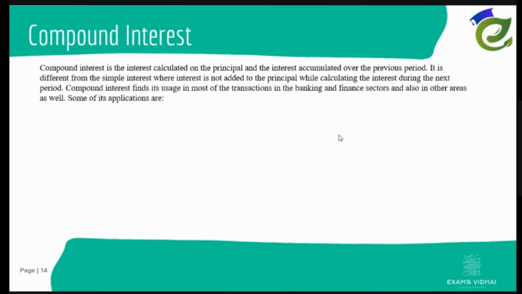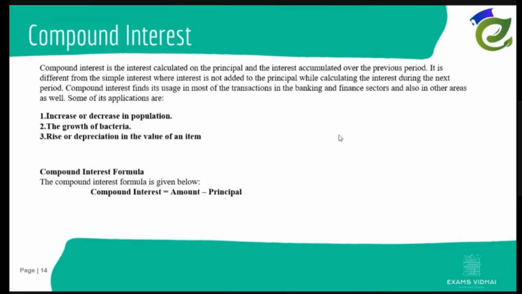Compound interest. Compound interest is the interest calculated on the principal and the interest accumulated over the previous period. It is different from simple interest, where interest is not added to the principal while calculating the interest during the next period. Compound interest finds its usage in most of the transactions in the banking and finance sectors and also in other areas as well. Some of its applications are increase or decrease in population, the growth of bacteria, and rise or depreciation in the value of an item.